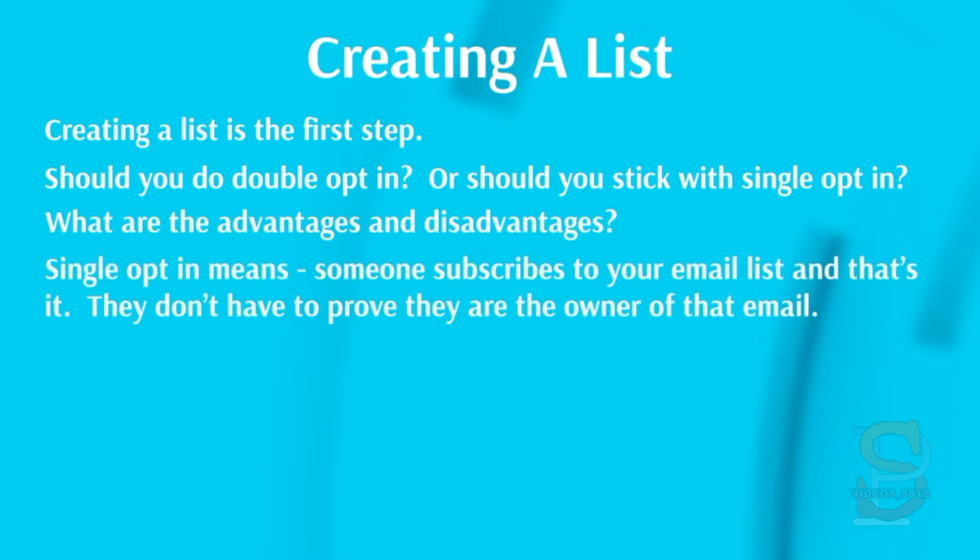So single opt-in means if somebody subscribes to your email list, they go to your landing page, they fill in their name and their email address, and that's it. When they click submit, they get automatically added to your list. Now, here is the problem with that. If they do that, there's no way to prevent them from entering a fake email address. So nowadays, most people are very reluctant on giving out their email address.